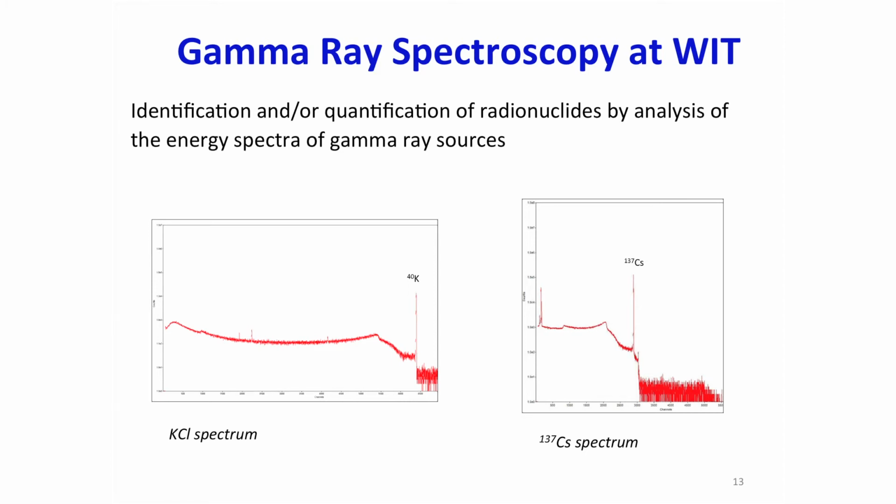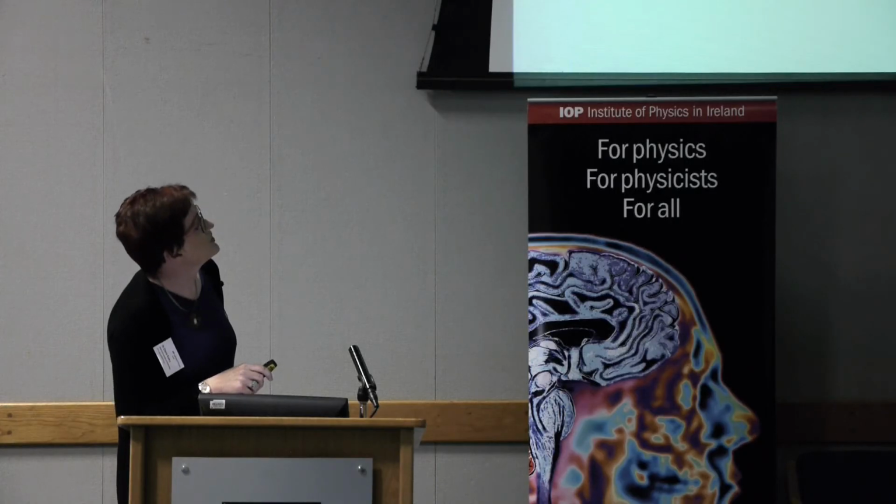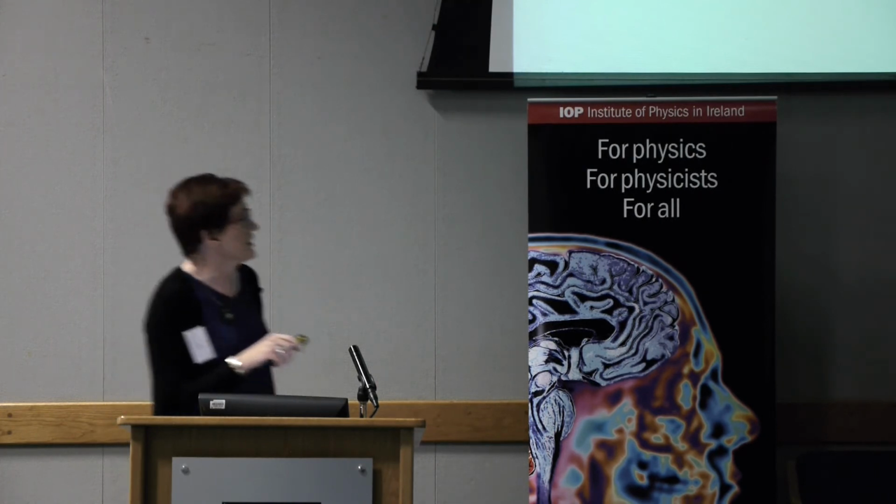Cesium-137, again, a gamma ray emitter. You can see the cesium-137 peak, and a very well-defined Compton edge here as well. Just a quick run through some of the details. Way too much information here in this schematic, but it's the schematic that I had.